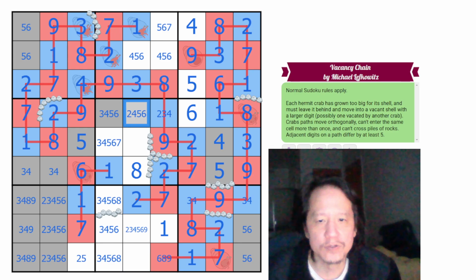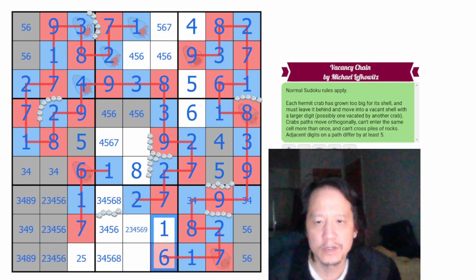This can't be 2. This is 3 or 4. It can't be 4, so there must be 3. Which means there's no 3 here, no 3 here. This can't be 8 or 9. This has to be a 6, which means this must connect with a 1. So it has to connect this way, which means this is low.